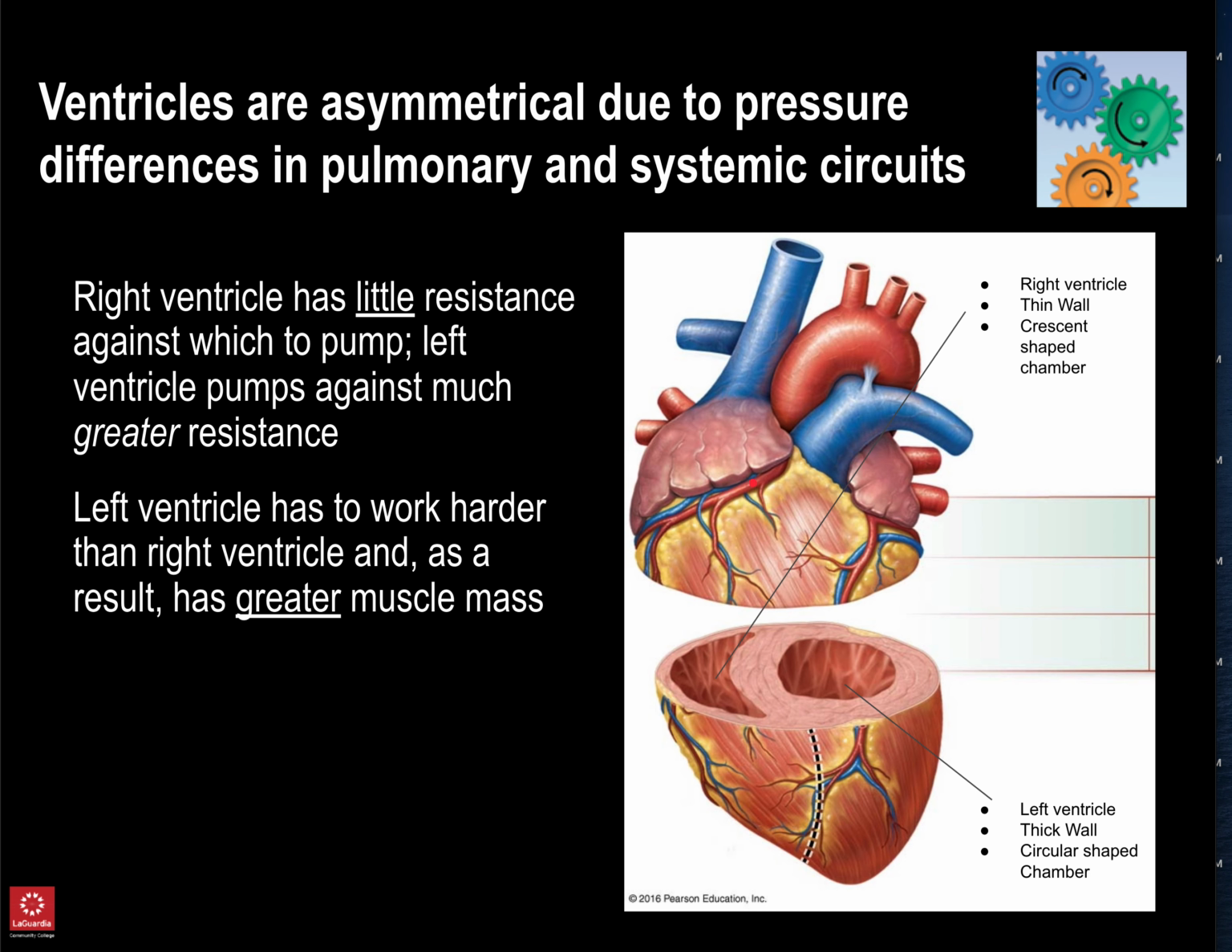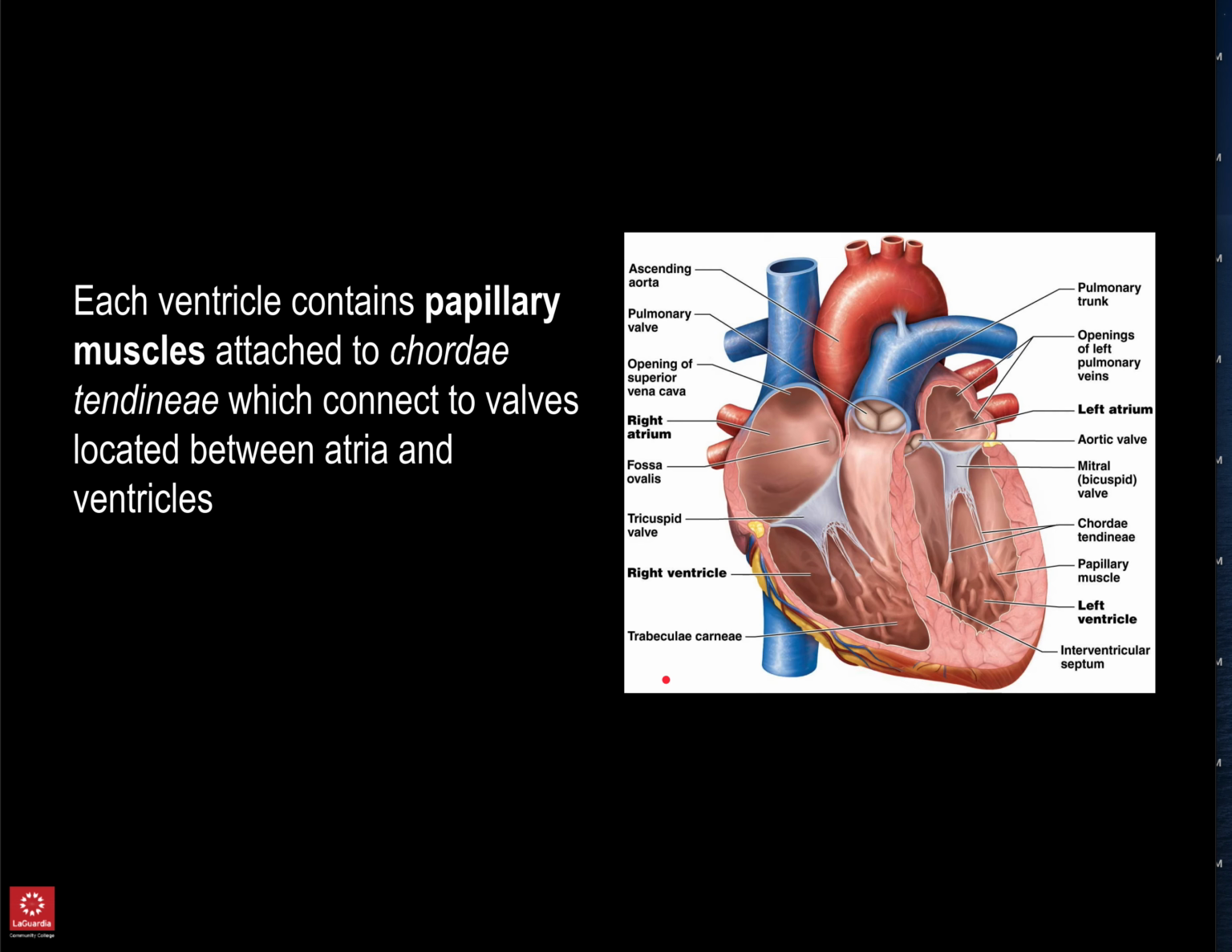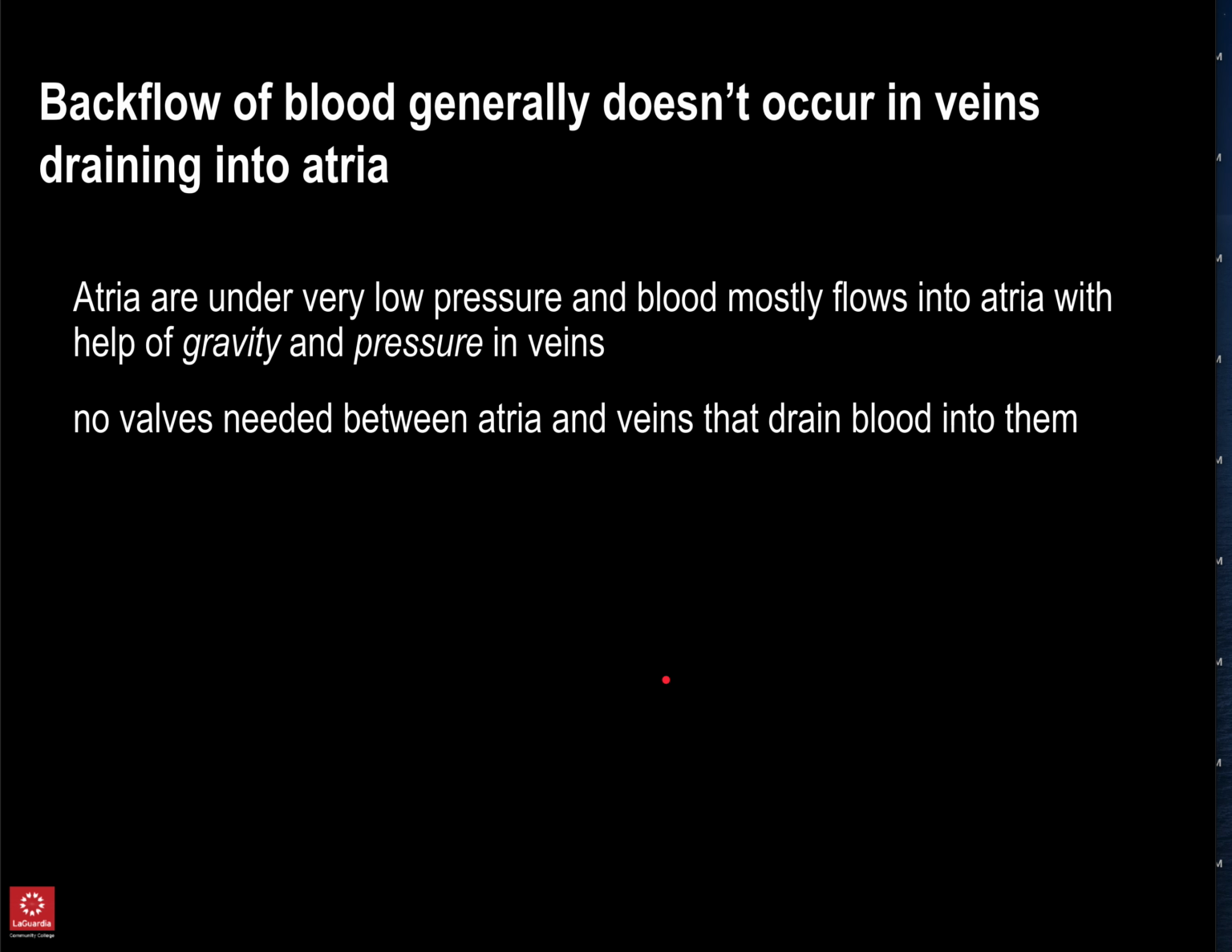And you can see that in this section, right? So the heart has been sectioned here, and you can see the left ventricle has a thick wall and a circular shaped chamber, whereas the right ventricle has a thin wall and a crescent shaped chamber. Each ventricle contains papillary muscles which are connected to the chordae tendineae, or the heartstrings, which connect to valves located between the atria and the ventricles.